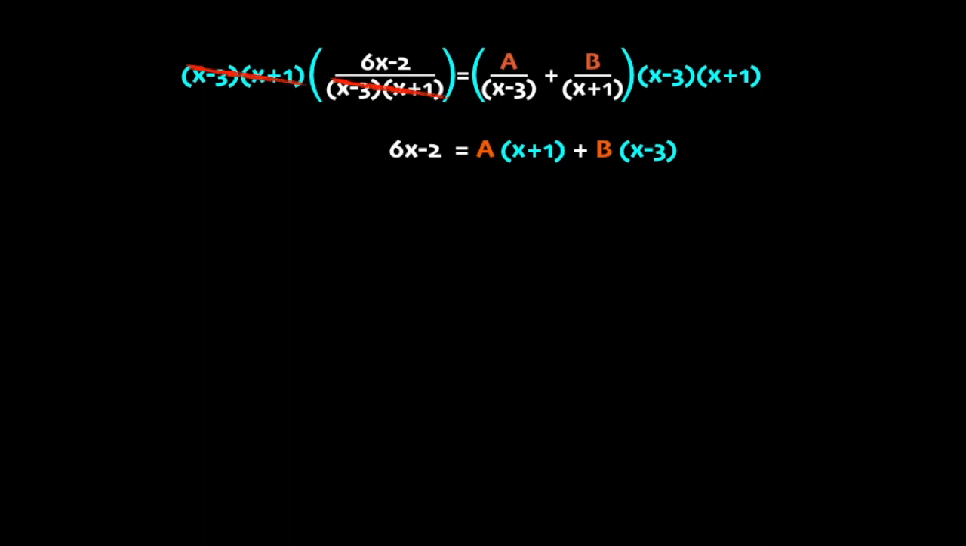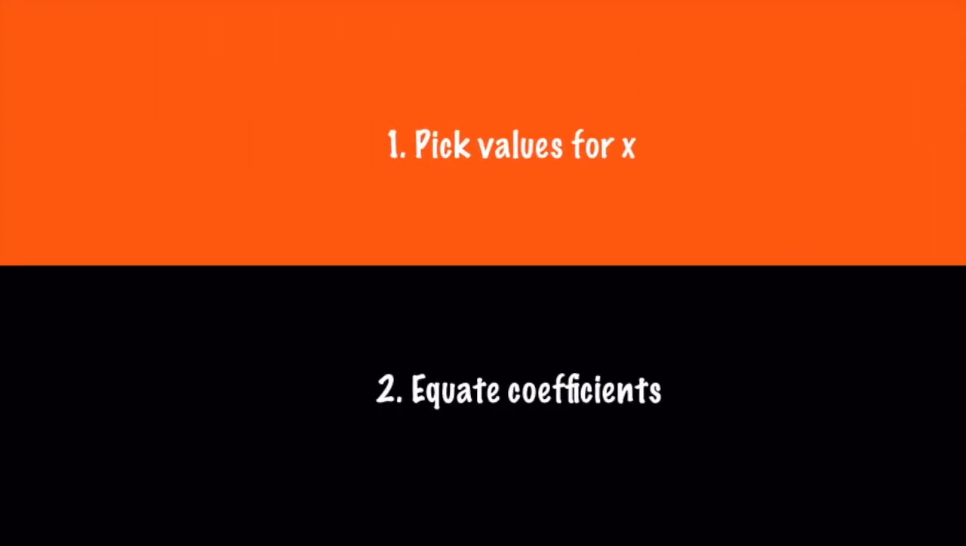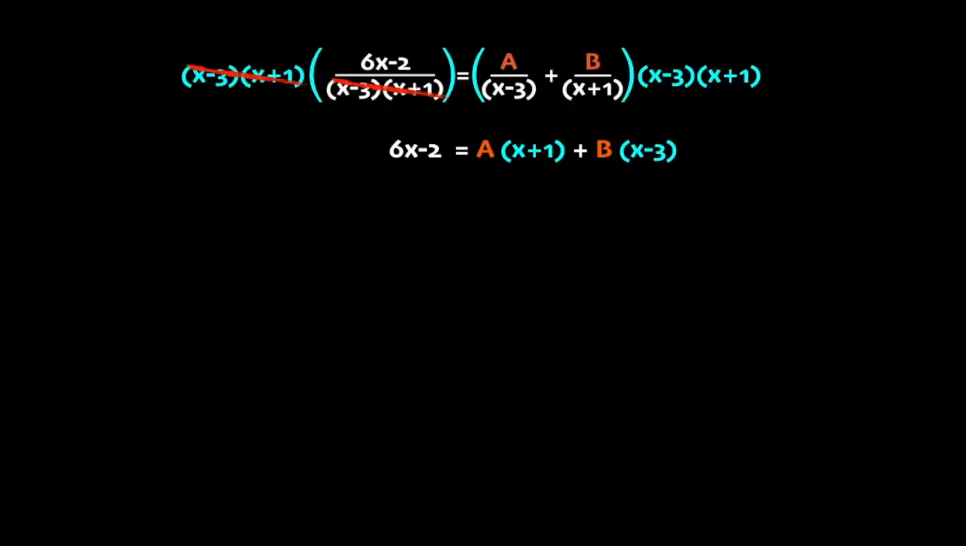At this point there are now 2 methods for finding a and b. Your first method is by choosing values for x, and the second method is by equating coefficients. So we're going to solve this question twice, first by picking values for x, and secondly by equating coefficients. The best values to pick for x are the values which make the factors 0. So in this case, x equals minus 1 would work, and x equals 3 would work.